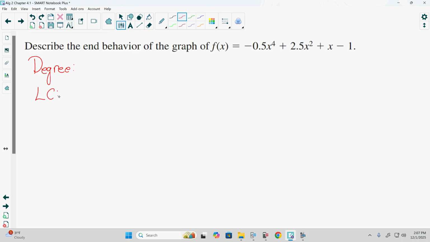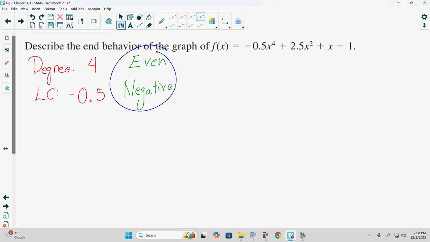And the leading coefficient. So negative 0.5x to the fourth plus 2.5x squared plus x minus 1. So what would the degree be? 4. And what's the leading coefficient? Negative 0.5. So our degree is 4, which is even. And the leading coefficient, negative 0.5, would be negative. So even degree and negative leading coefficient tells us what the end behavior is going to be.